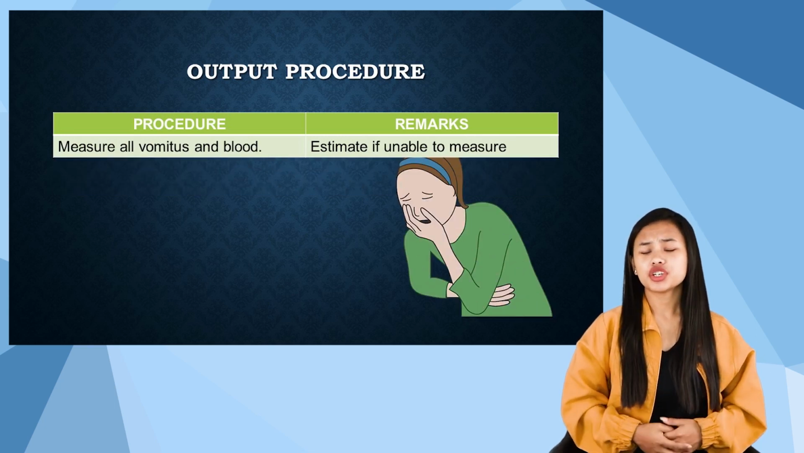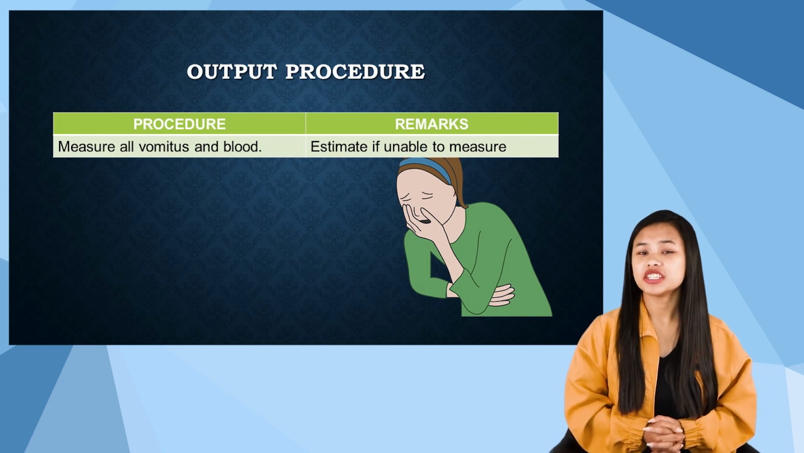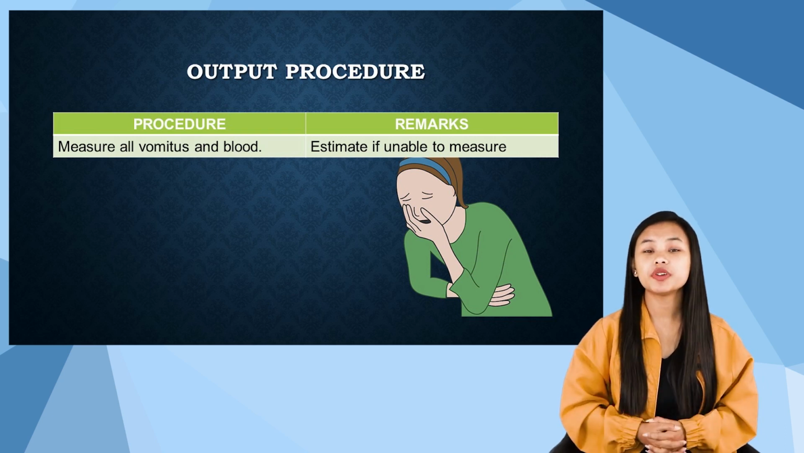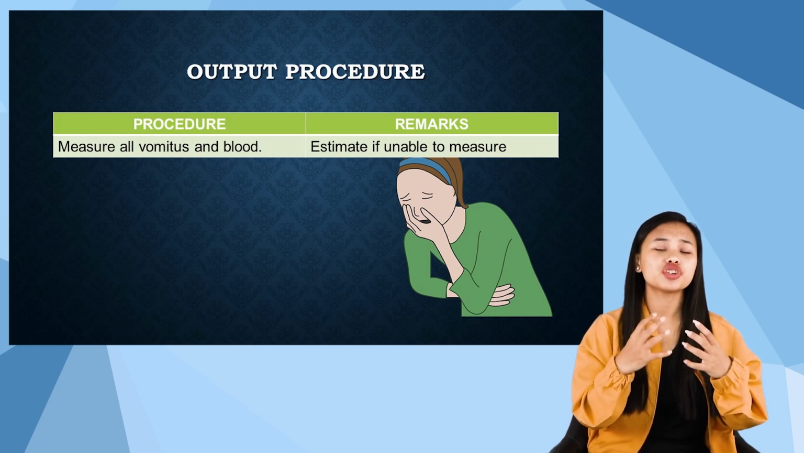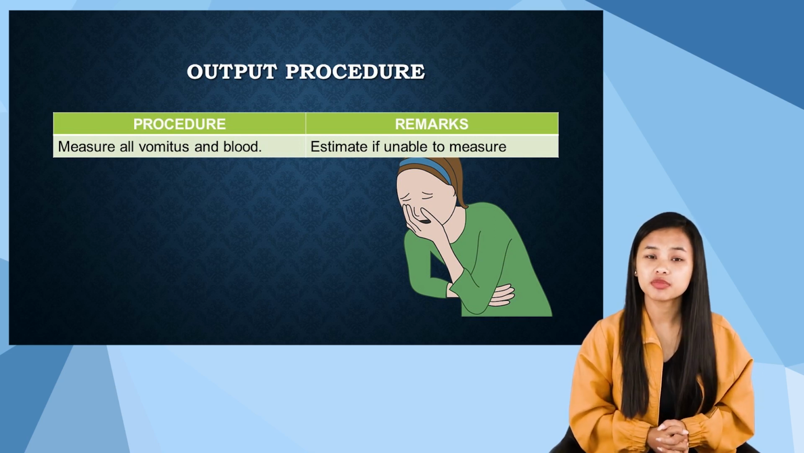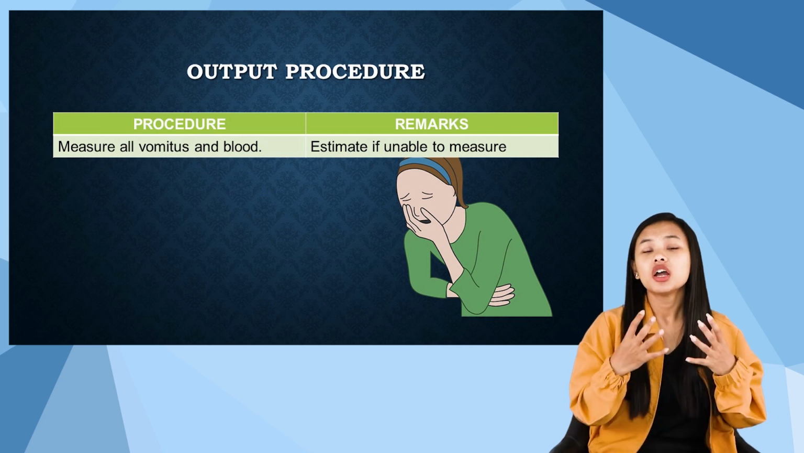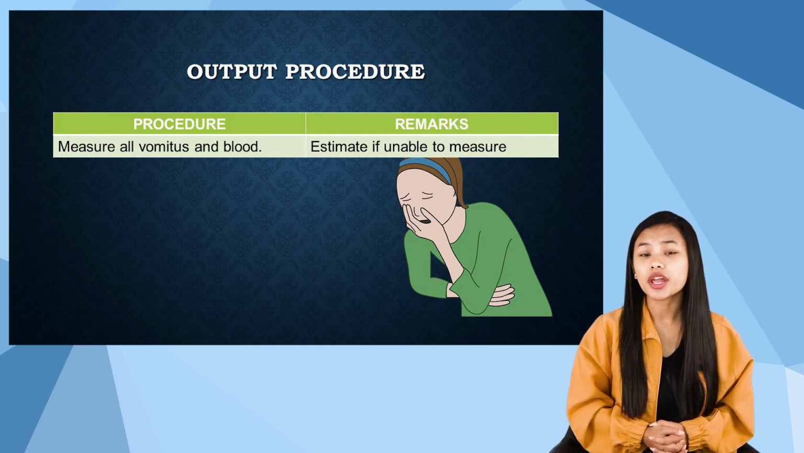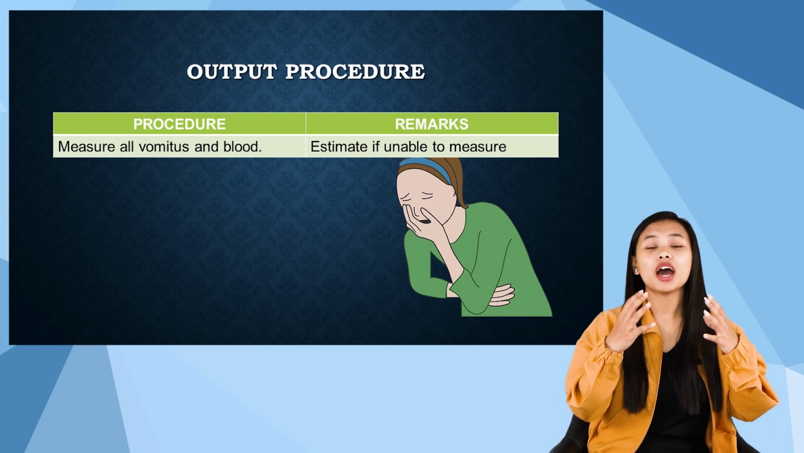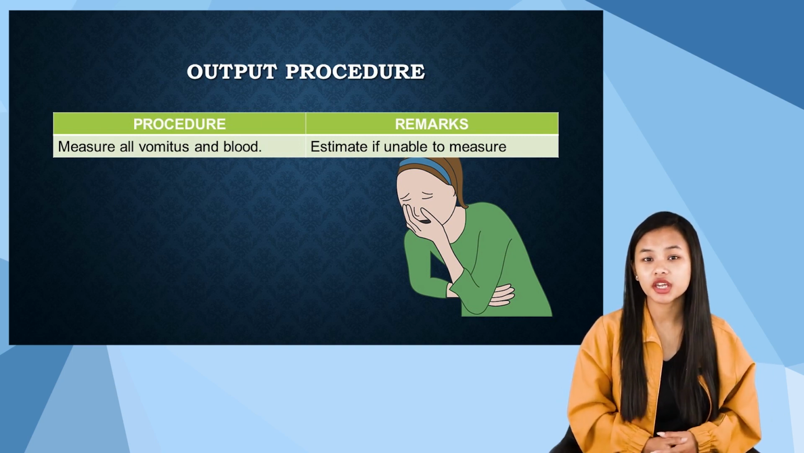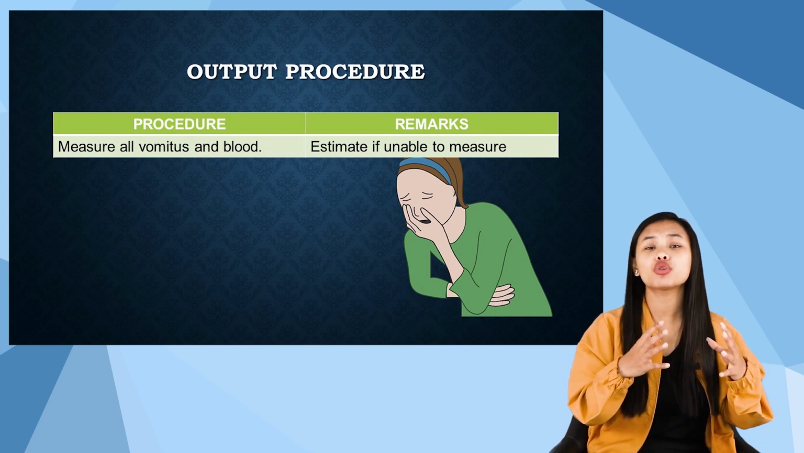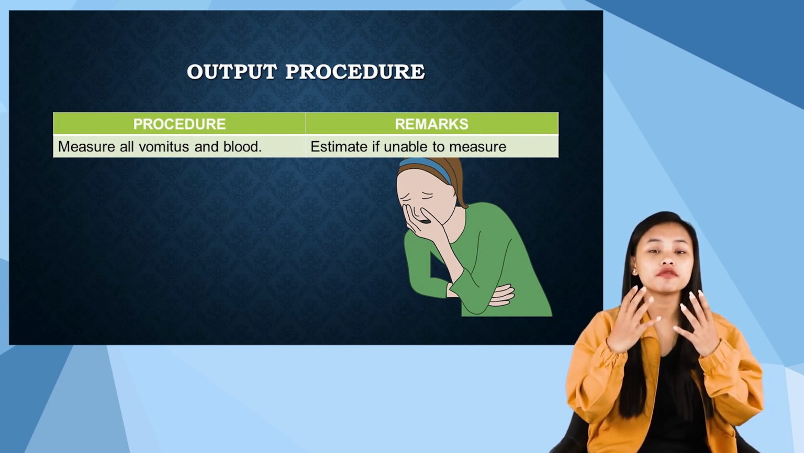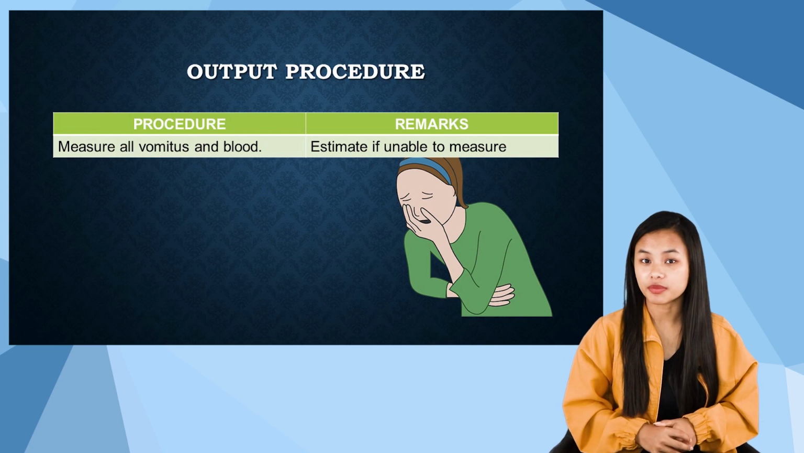And if the patient is vomiting or if the patient is bleeding, then this must also be measured. And if not, we can estimate it, because if a patient is bleeding, it might be impossible for us to measure the blood, right? But if the patient is vomiting more than once per hour, then the frequency as well as the total number of times that the patient vomits per hour must be documented.